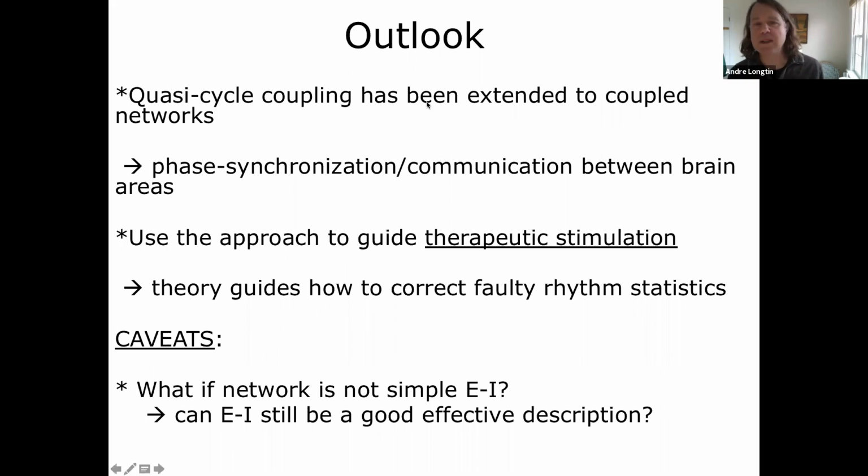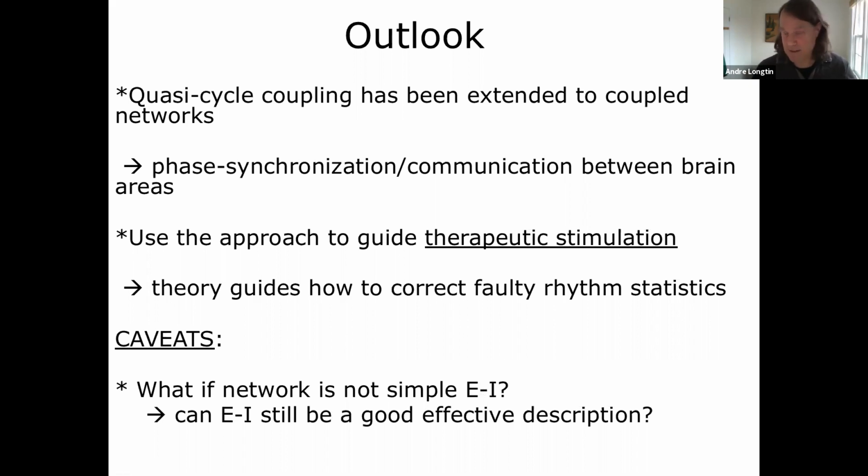And we've looked at quasi-cycles in extended networks and phase synchronization between brain areas. This could be a good guide to therapeutic stimulation, and the theory can guide how to correct faulty statistics. But all this is predicated on having EI networks in the first place.